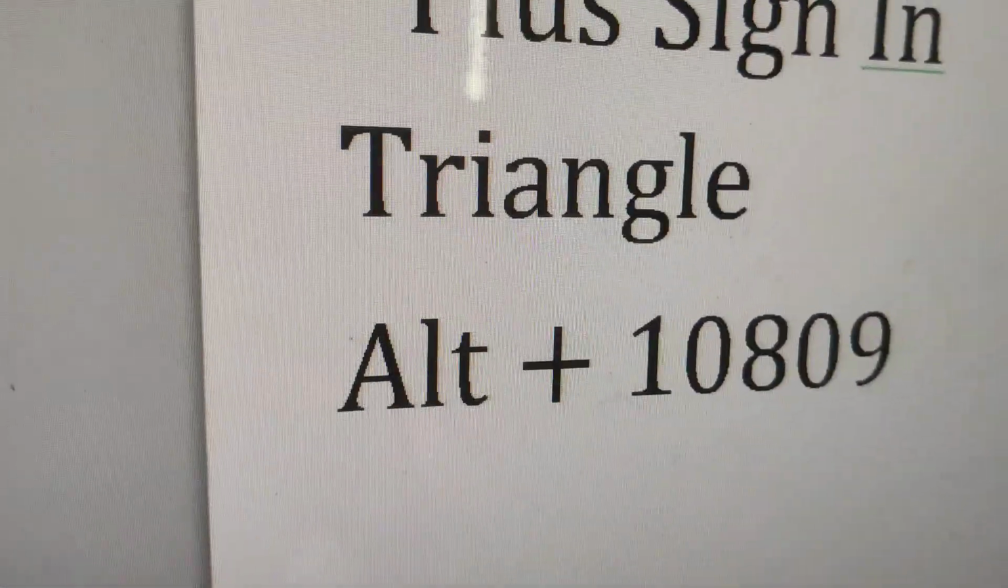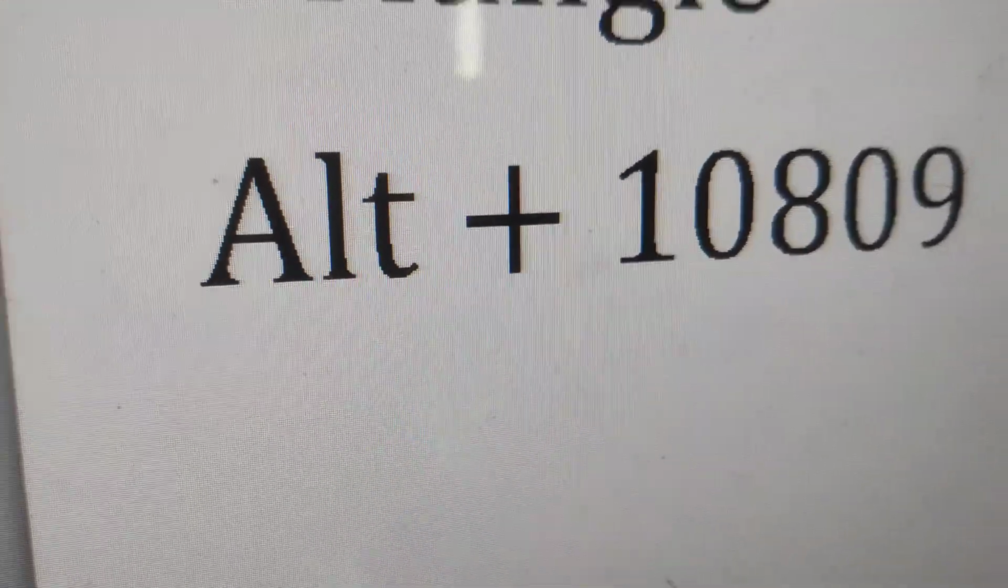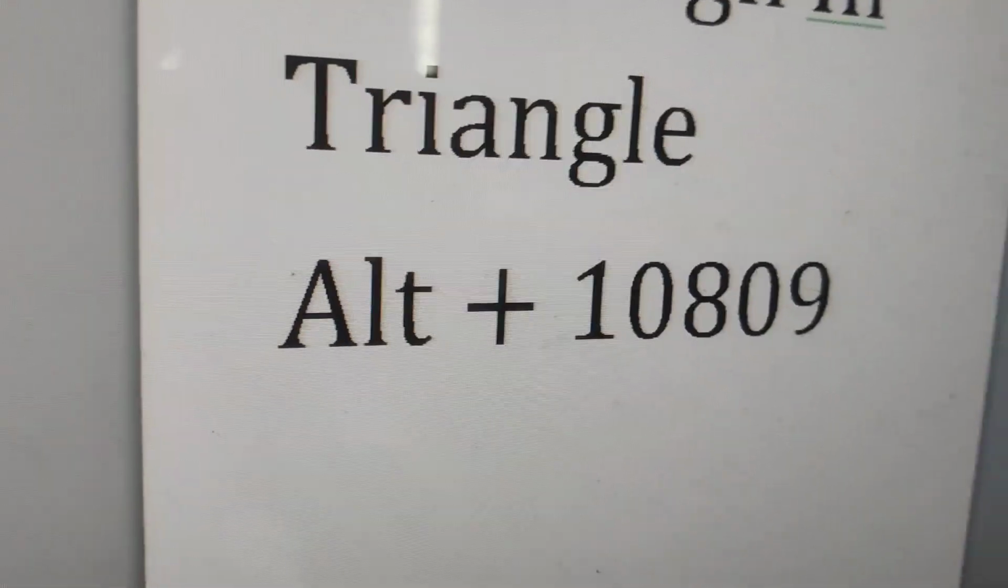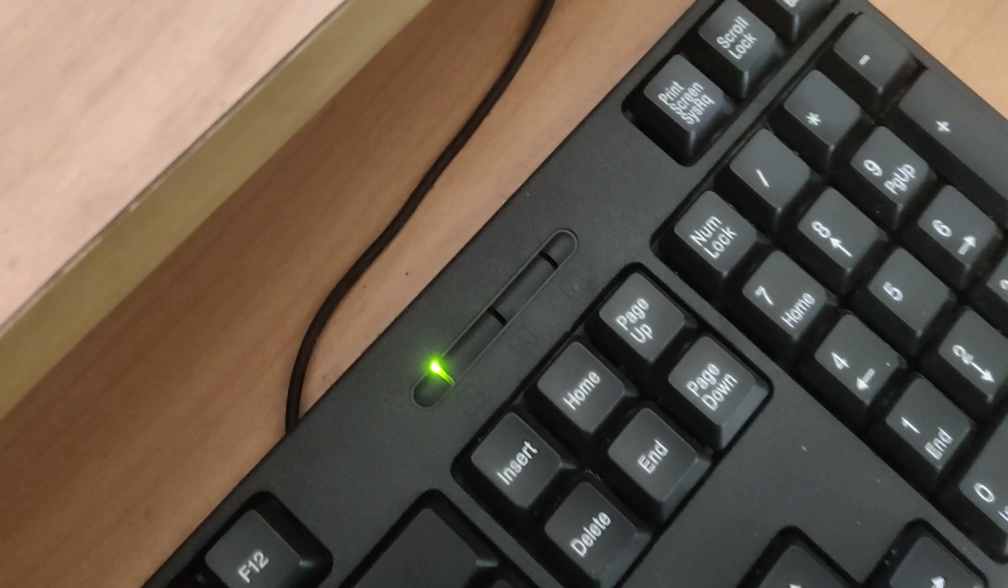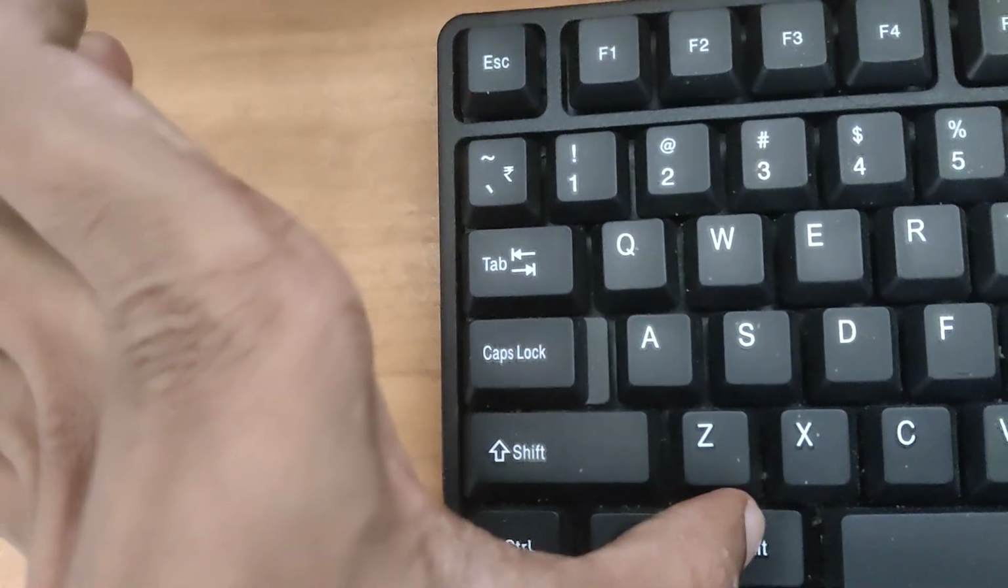So for creating this symbol, that is plus sign in triangle, we are using the keyboard shortcut Alt 10809. So you must go to your computer keyboard and first you must press the numlock key. So you have enabled the number lock. Now you can see the alt key. You must press this alt key. You do not remove your finger from this alt key.